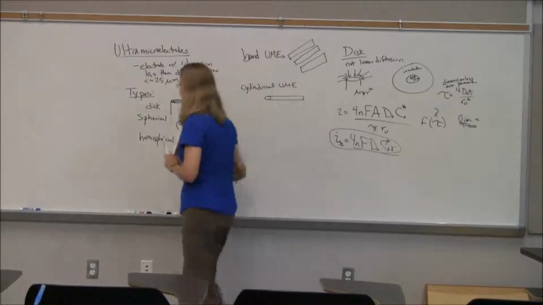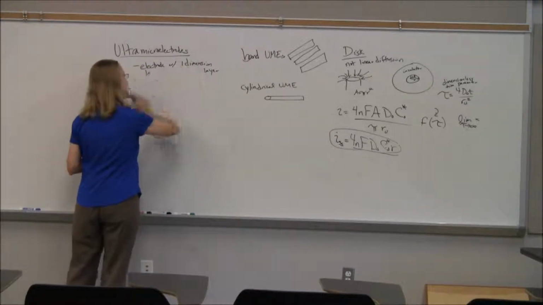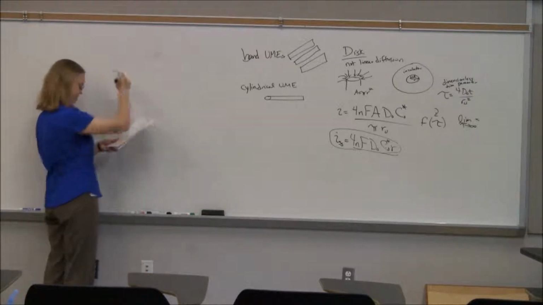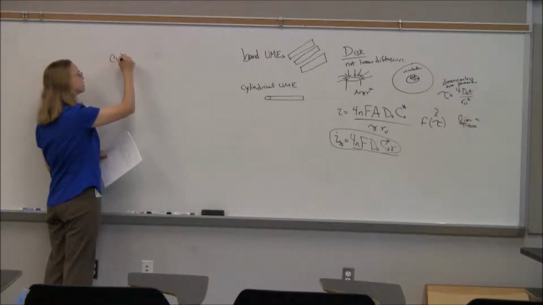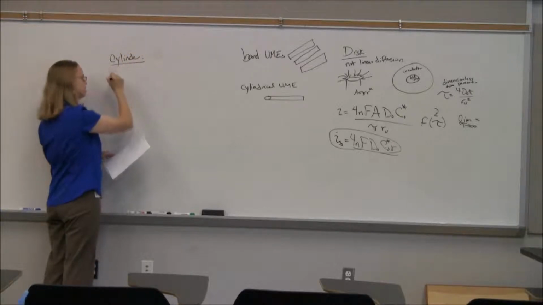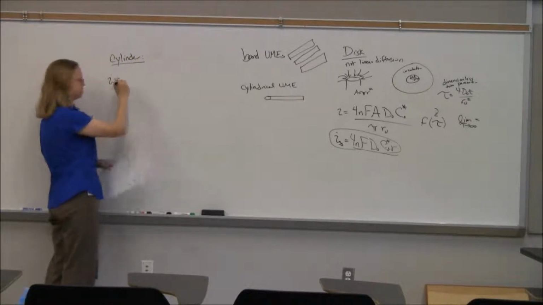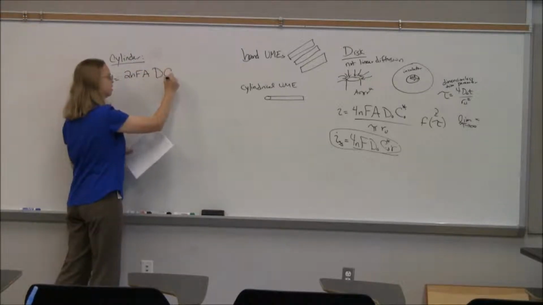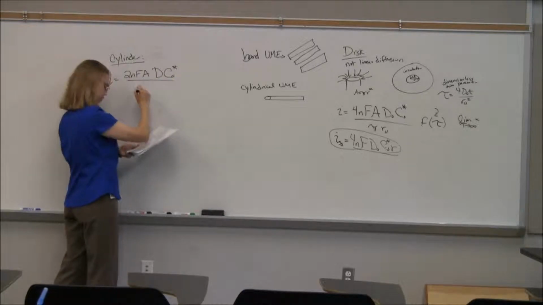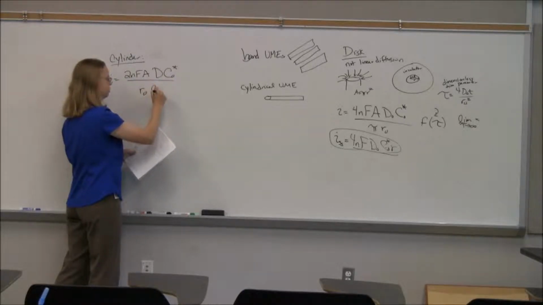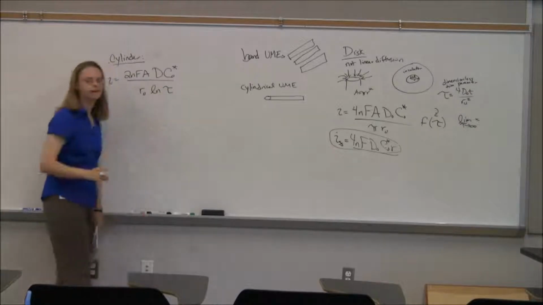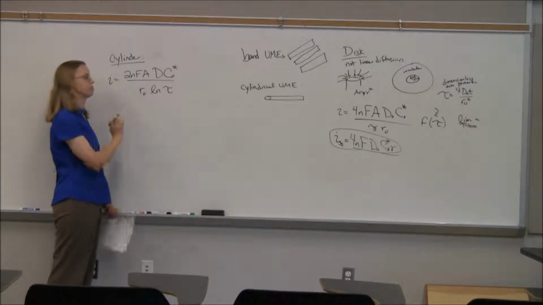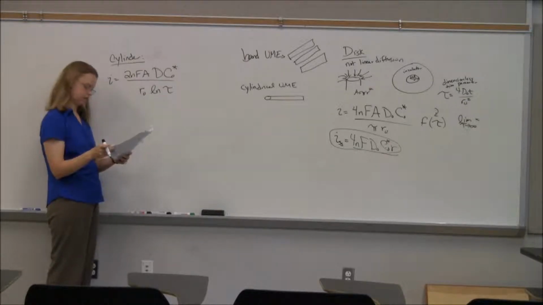Unfortunately for the cylinder, as much as we love it, you can't write a steady state equation like I just did. So the best you can do is write an equation that ends up being this: 2nFADC over r0 times the natural log of tau. So I can't get the time dependence out of there. The depletion layer just grows and grows and grows. So nobody really likes this.